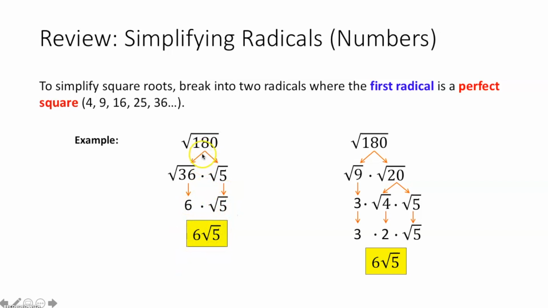Now, sometimes you won't use the biggest perfect square that goes into this number. Sometimes you'll use a smaller perfect square, like 9, that goes into this number. Everything will be the same. You just need to do one more step. So if you take the square root of 9, you get 3.